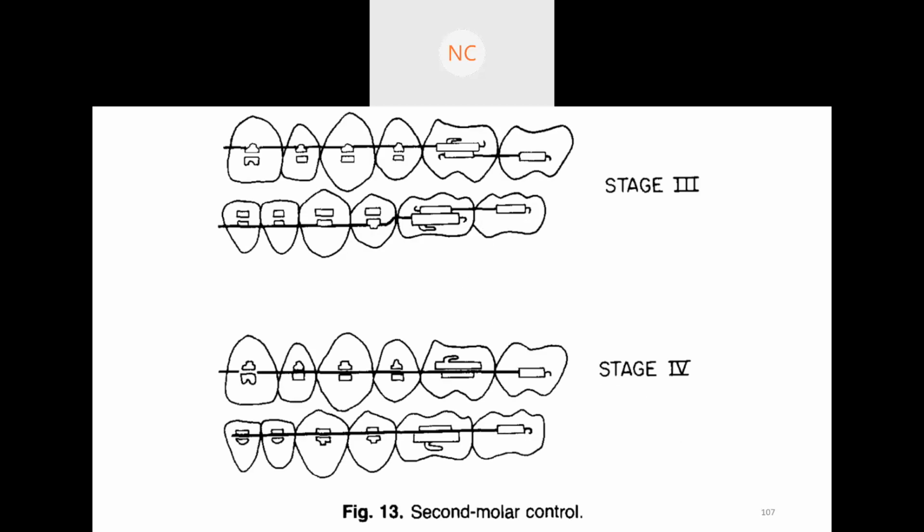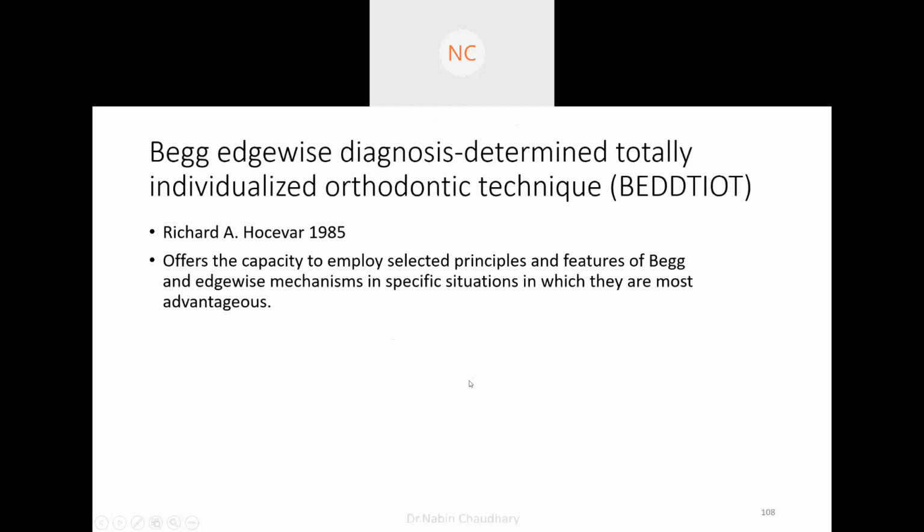So this is another example. Since the second molars are not incorporated in the Begg mechanics, before going to stage 4, the second molars are also incorporated. And once the second molars are incorporated, the archwire is inserted into the edgewise slot. In this case, the archwire is inserted into the Begg bracket, into the Begg slot, whereas in case of stage 3, the archwire is inserted into the edgewise slot, so that the proper control of the tooth can be achieved.